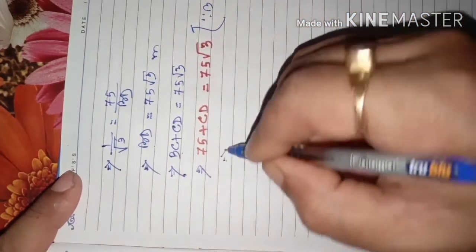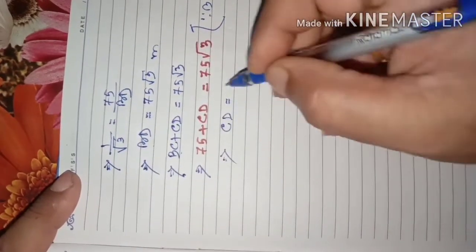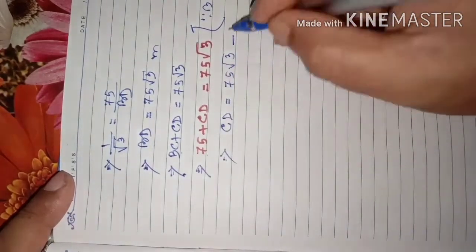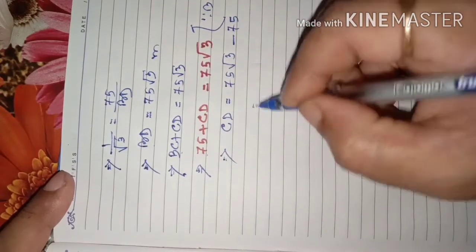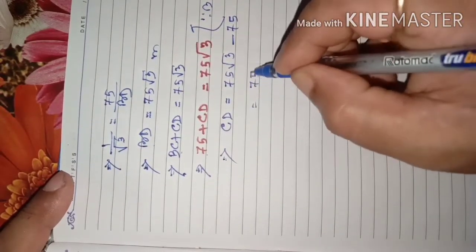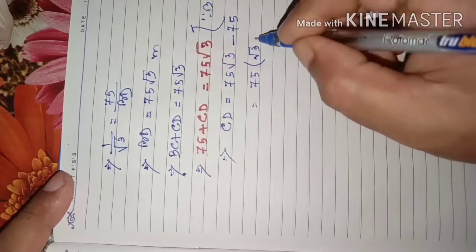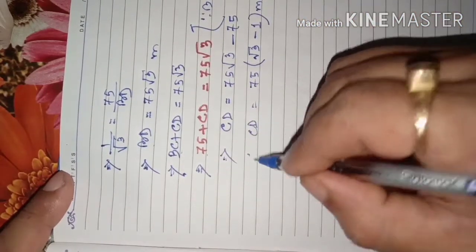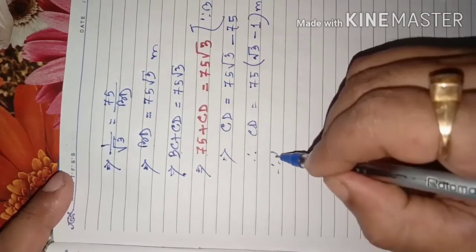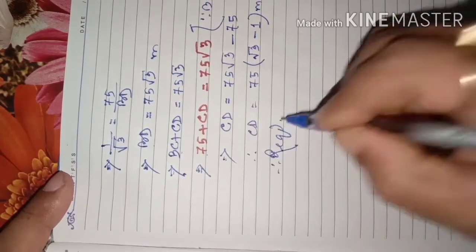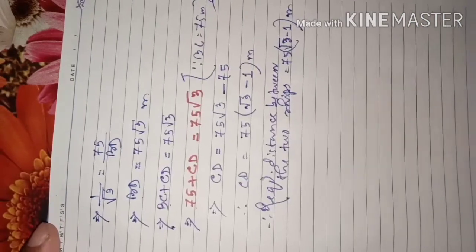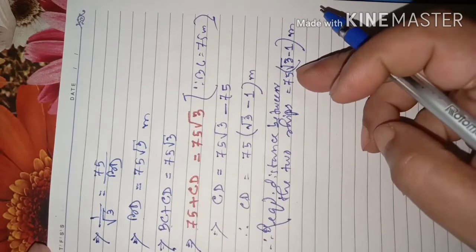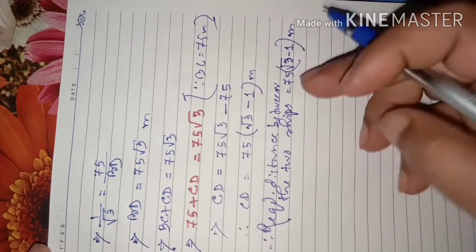Now CD is equal to, CD we want, so 75 root 3 minus this BC 75. Then 75 we can take as a common factor, no? And here will be root 3 minus 1 meter, that is CD. Therefore, the required distance between the two ships is 75 into root 3 minus 1 meter. This is our final answer.